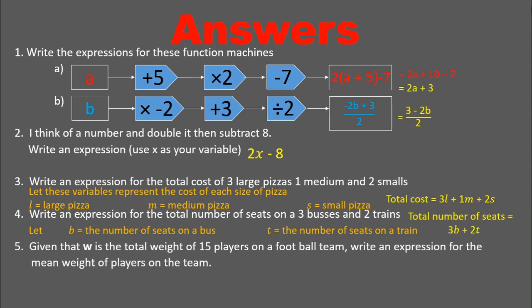And question 5, I hope you remember that a mean is the total divided by the number of values. So if we're given the variable W is the total weight of the 15 players, divide that by the number of players, dividing by 15, sharing that total weight out evenly. That'll give us our mean average weight.